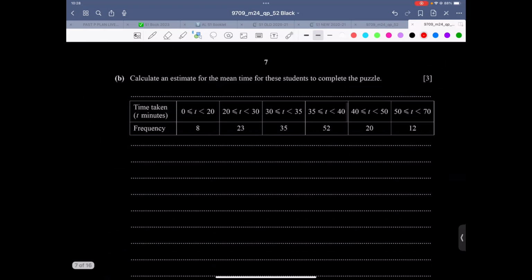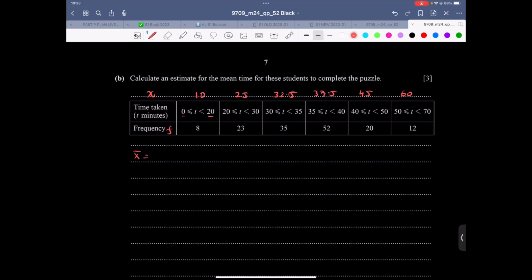Let's move on. Calculate an estimate for the mean time for these students to complete the puzzle. So I need to write x over here. X is the mid value. The mid value of 0 and 20 is 10. The mid value of 20 and 30 is 25, 30 and 35 is 32.5, 35 and 40 is 37.5, 40 and 50 is 45, 50 and 70 is 60. And this is the frequency.